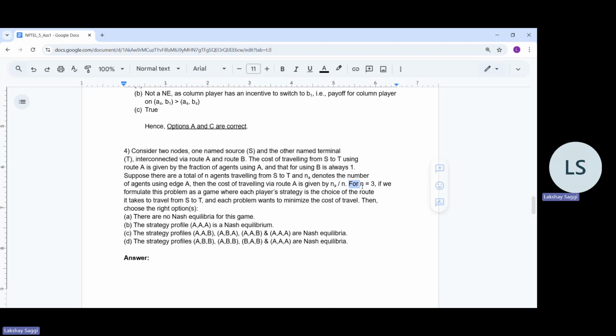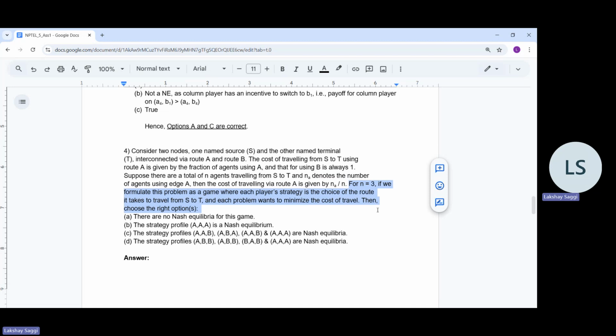Now the problem statement says that for n equals 3, if we formulate this problem as a game where each player's strategy is the choice of the route it takes to travel from S to T, and each player wants to minimize the cost of travel, then choose the right option. So what this means is that we have three players, and all the three players have two choices: whether they want to go through A or through B.